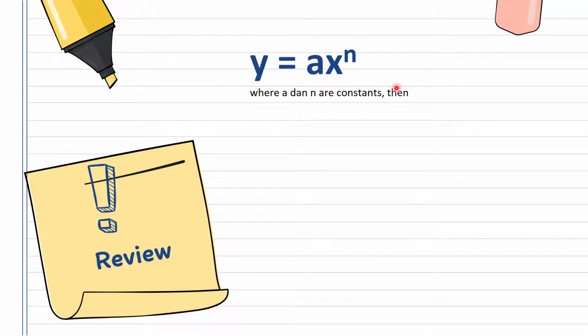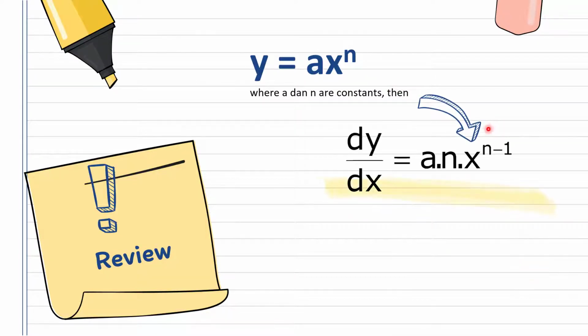Before having the second formula, let's review the first formula of y equals ax to the power of n. For this first formula, this is actually a single term in a polynomial function that you can arrange in addition or subtraction. Where a and n are constants, then you have dy/dx, the derivative of y with respect to x, which is a, the constant, multiplied by n, the power, times x to the power of n minus 1. So you can see that the power is decreased by 1.